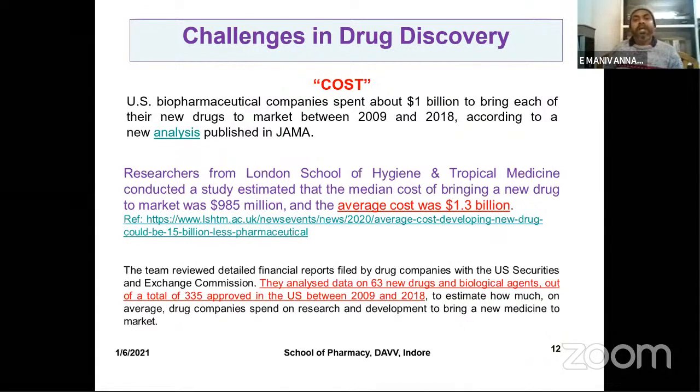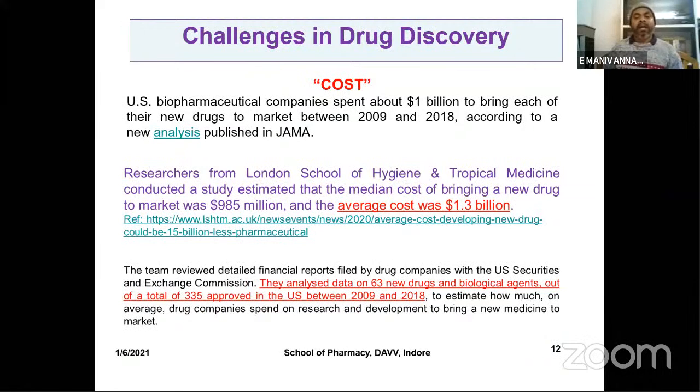So US pharmaceutical companies spent about 1 billion to bring each of their new drugs to market between 2009 and 2018. This is the data studied by some analysts for pharmaceutical companies between 2009 and 2018. It was published in the Journal of the American Medical Association. That is the approximate cost to bring a molecule from the laboratory bench to the pharma market. The average cost is 1.3 billion US dollars.